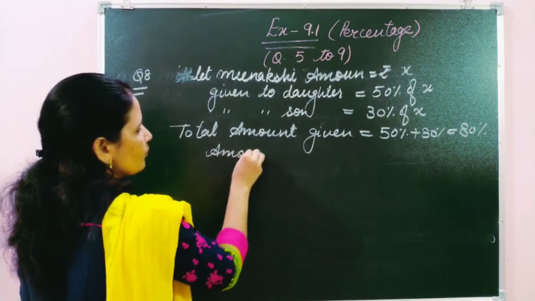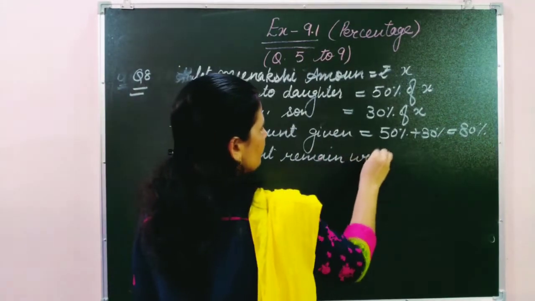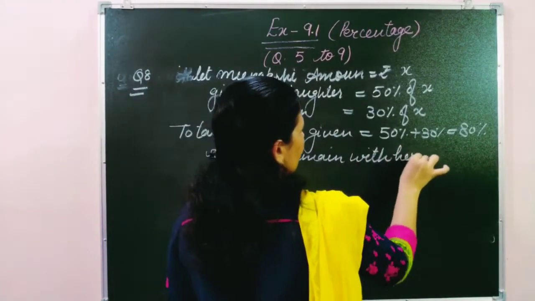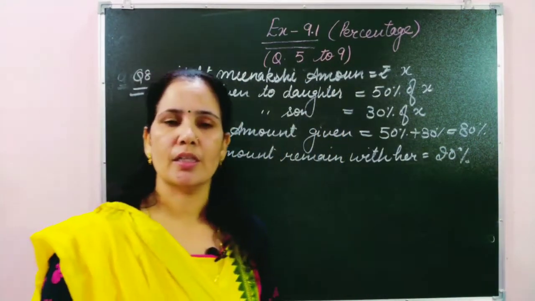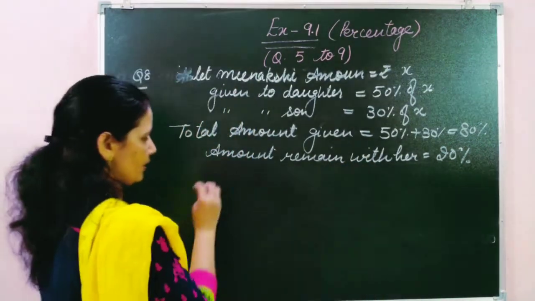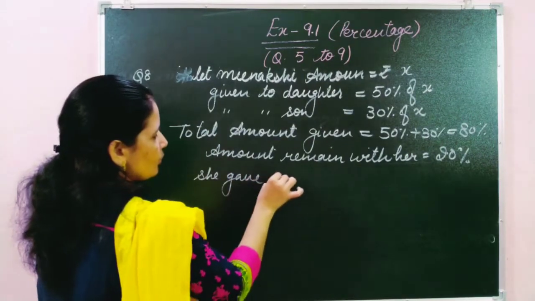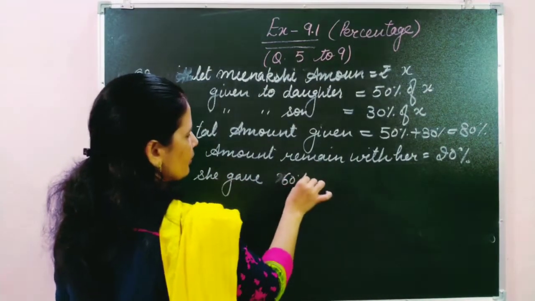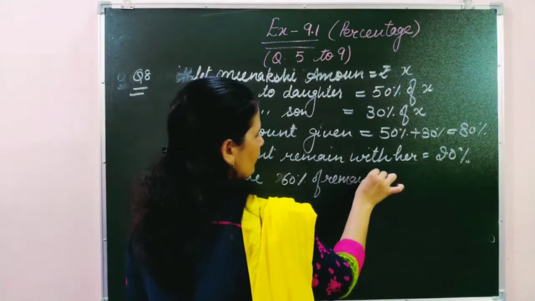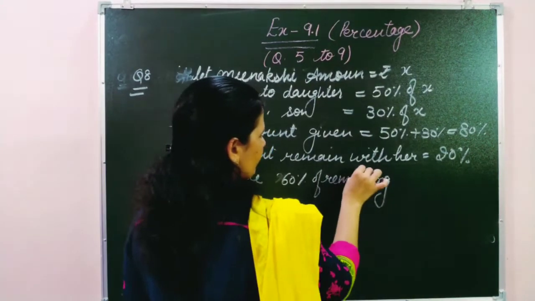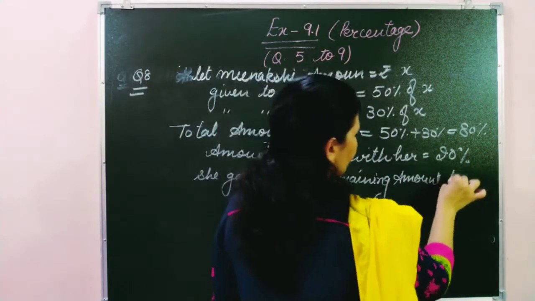So the amount remaining with her, that is 20%. Okay. Means the amount remaining with her is 20%. And of this 20%, she gives 60% of the remaining amount to an orphanage.